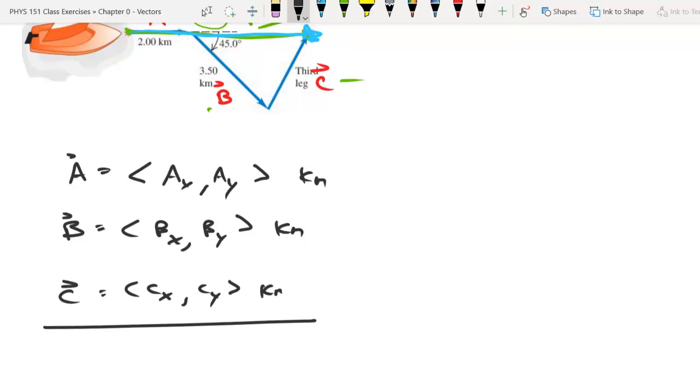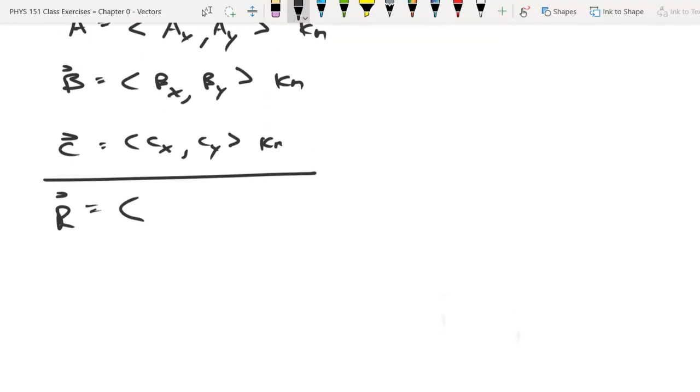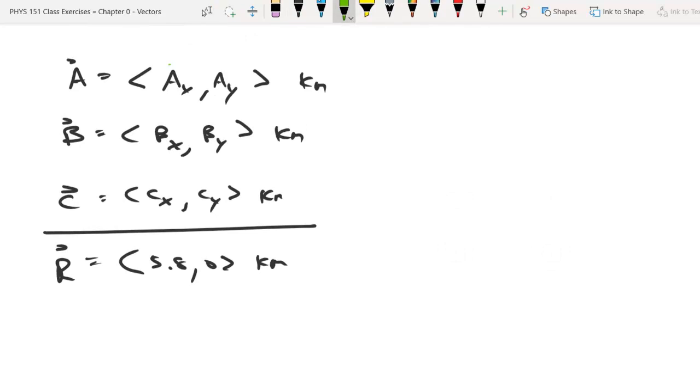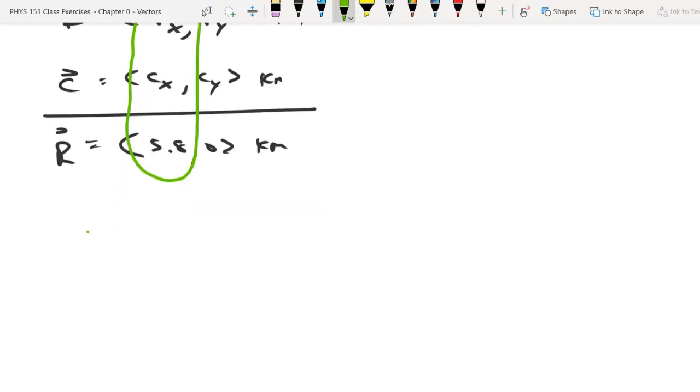And it all needs to add up to vector R, which should be, what did I say that was? 5.8. 5.8 in the x direction, and 0 in the y direction, kilometers, right? So you can see from this that we must have AX plus BX plus CX equals 5.8, right? So we have AX plus BX plus CX is equal to 5.8.